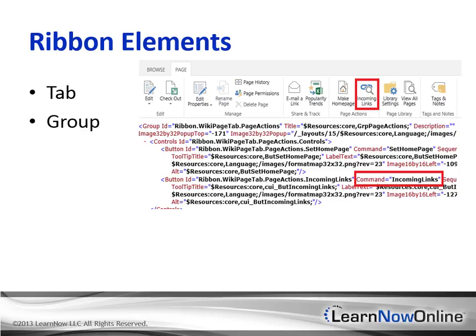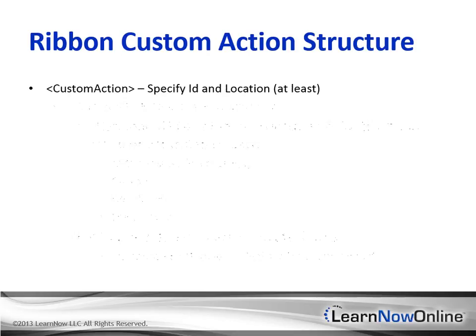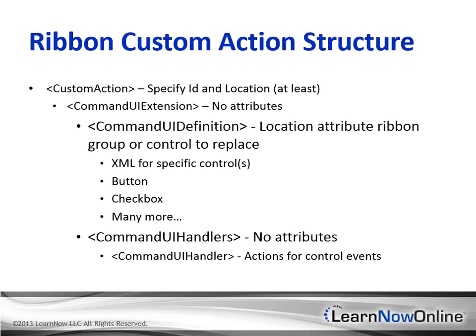And there's tabs, groups. So in this case, this is the wiki page tab. And then you have controls. So in the custom action, you specify the ID and the location. Where does that custom action apply?